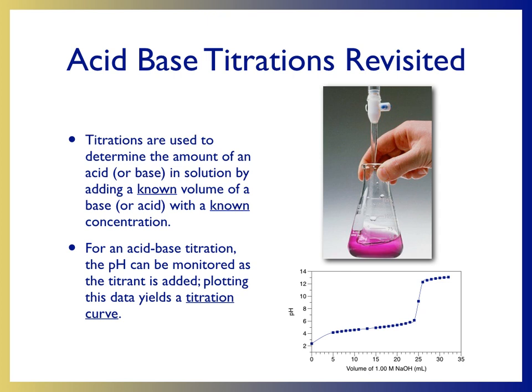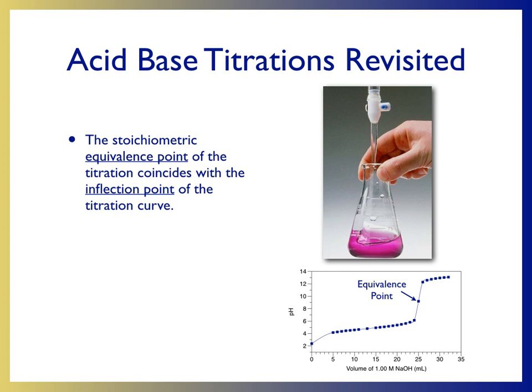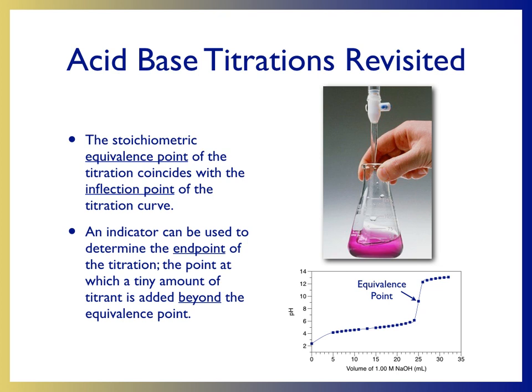This titration curve is sinusoidal or S-shaped, and the equivalence point exists at the inflection point of the plot. Even though monitoring the pH of an acid-base titration is very useful, you still can use an indicator to give you a nice visual of the endpoint of your titration, which occurs at least one point beyond the equivalence point.